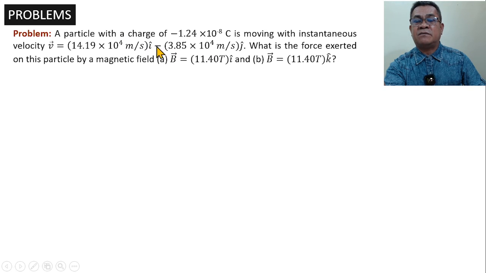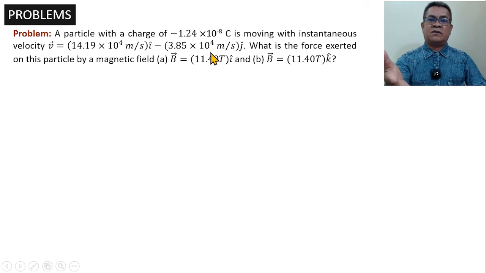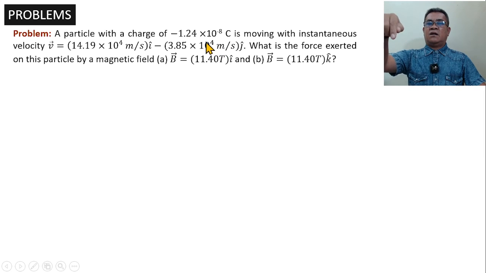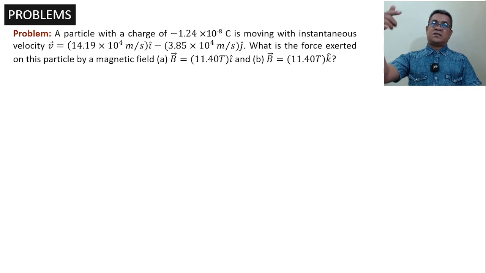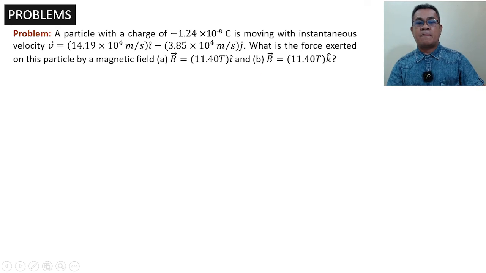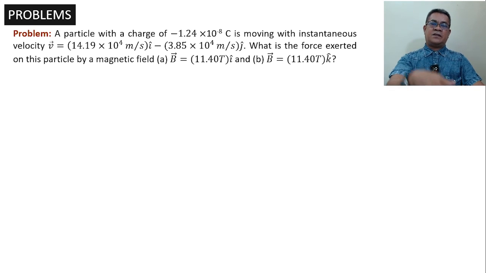But this is negative. So negative means this component is along the negative y-axis, while this component is along positive x. So therefore, this velocity is in the fourth quadrant in the Cartesian plane. So the velocity is not exactly along x. It is in the fourth quadrant. Is it correct? Fourth quadrant. Okay, positive x, then downward, so therefore it is the fourth quadrant.